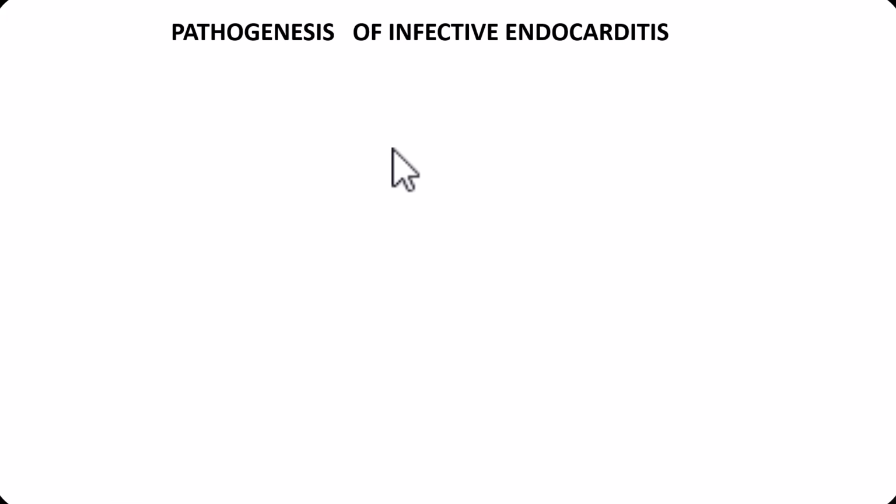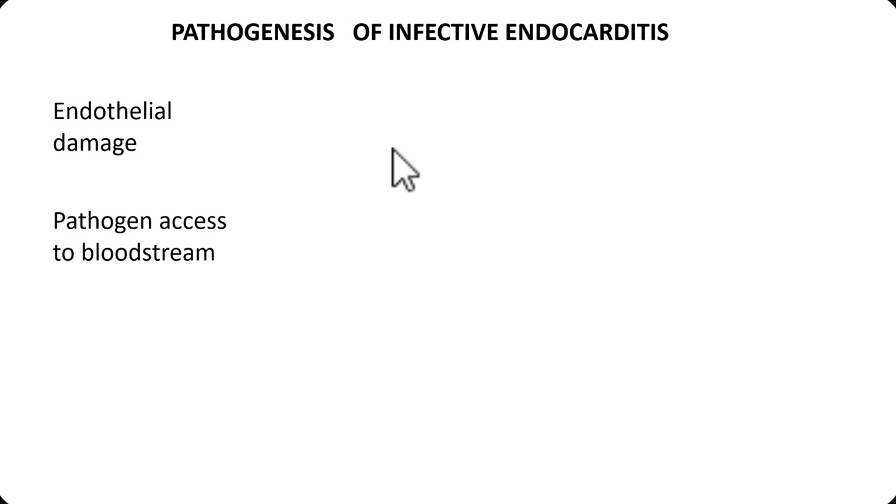Now let's try to understand the pathogenesis. What causes infective endocarditis? Four important things you have to remember if you want to understand the pathogenesis. The first one is endothelial damage. It has to be damaged for the organisms to come and sit. The second important one is pathogen access to the bloodstream. Normally, in the bloodstream, you should not have any pathogens. So, the second important thing is pathogen access to the bloodstream.